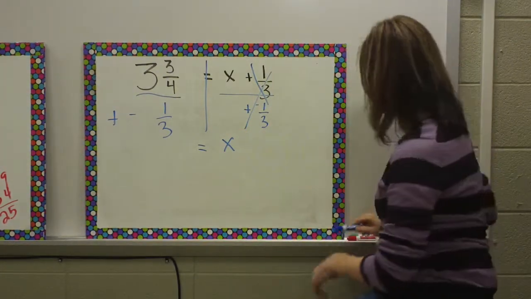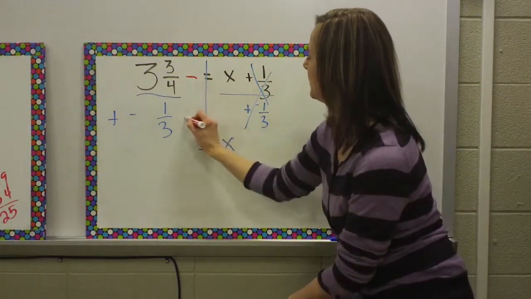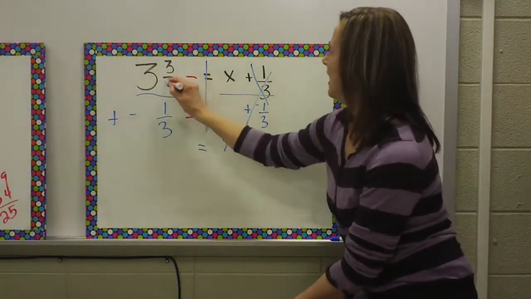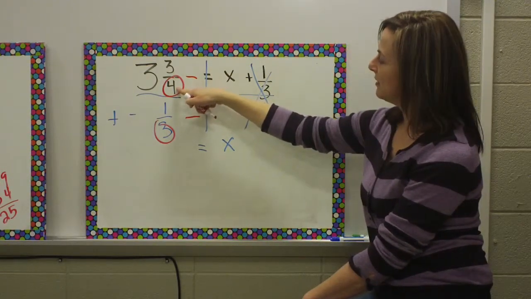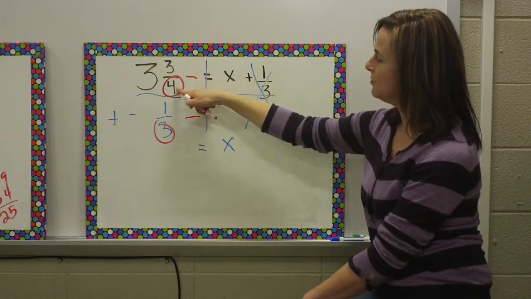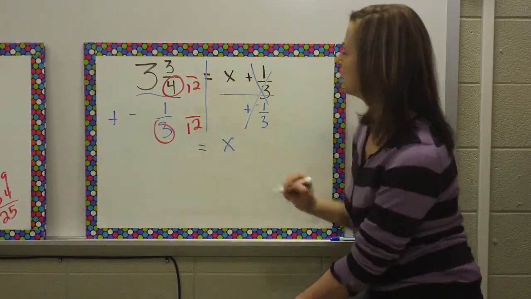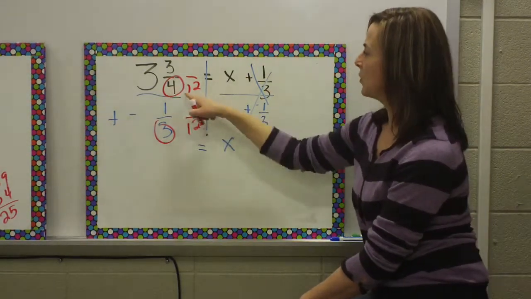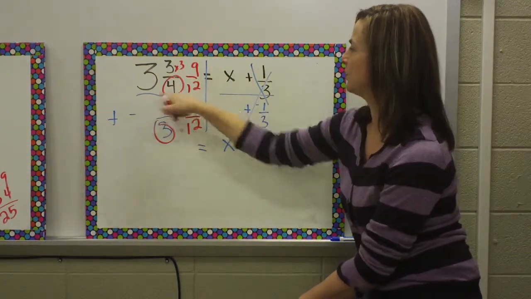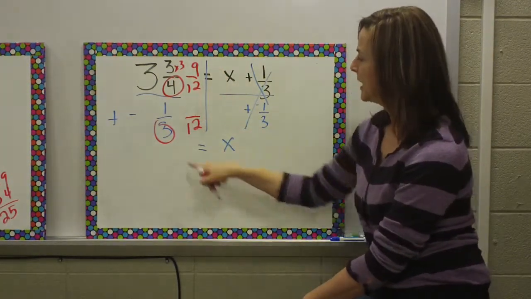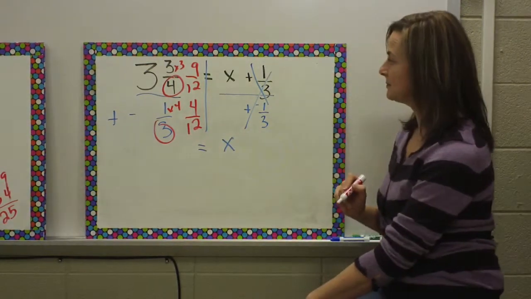Now again, I'm dealing with fractions and mixed numbers, so I'm going to start by rewriting my denominators. I have a 4 and a 3. 3 doesn't go into 4, so I think, well, 4 times 2 is 8. No, 4 times 3 is 12, so my least common denominator is 12. To get from 4 to 12, we multiplied by 3, so this is going to be 3 and 9/12 rewritten. To get from 3 to 12, I multiply by 4, so this is going to be 4/12.